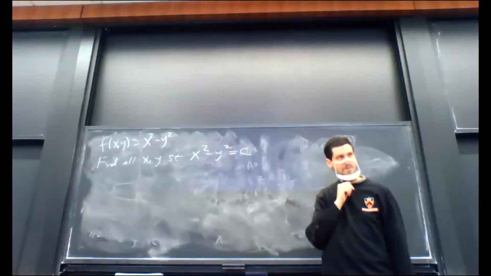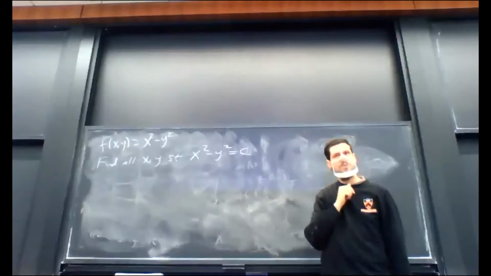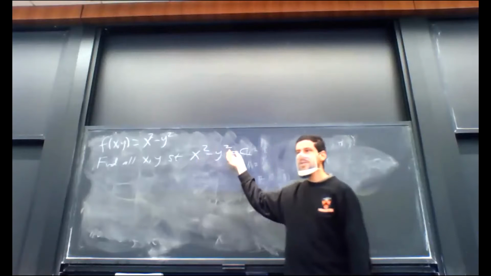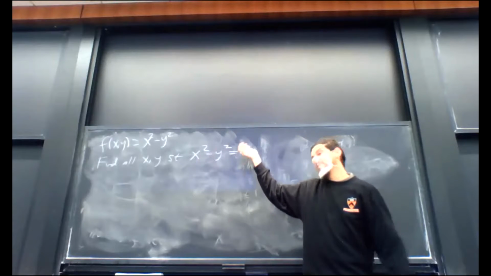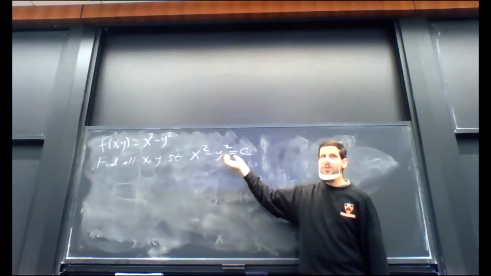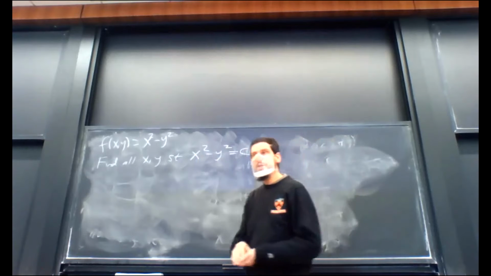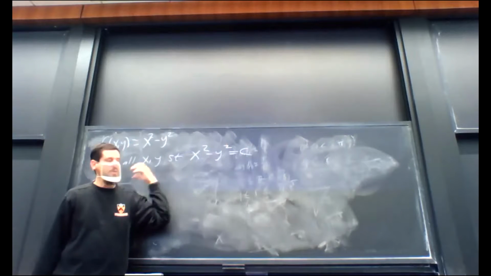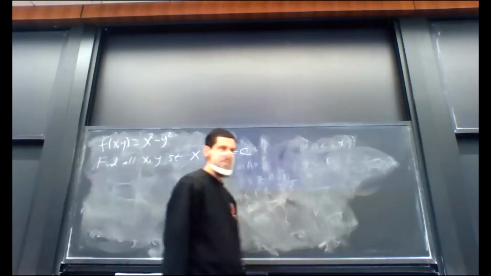What if c is negative? What if c is negative 4? What would you take? 0, 2, or 0, negative 2. Either one would work. So if c is negative, we just do something very similar. So this will be interesting. The level set will always be non-empty for this, and I know that before I do any calculation.